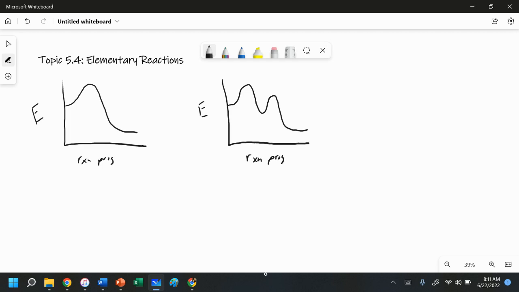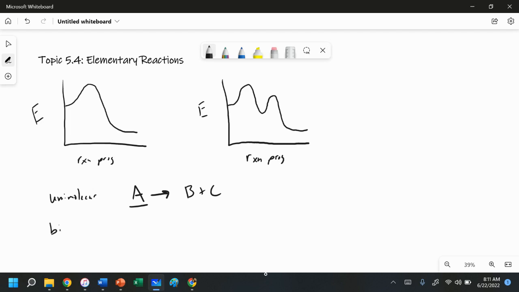So you can have what's called a unimolecular elementary reaction. In this type of reaction, you just have one reactant and it's rearranging into some product or products. Unimolecular, uni meaning one, there's only one substance that's reacting.